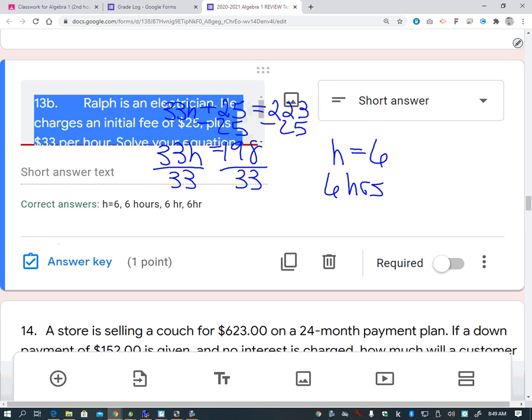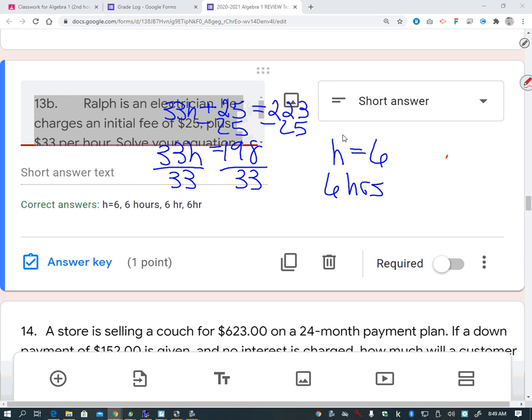I would count it as correct. 6 hours with no space, I would count that correct. I'm not going to make a problem there. What could I do to get the work right but still get it wrong? If you just wrote that, that's going to get counted as wrong. Does that make sense? All right, so there's no surprises tomorrow.